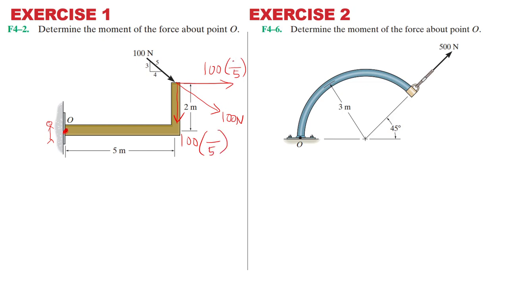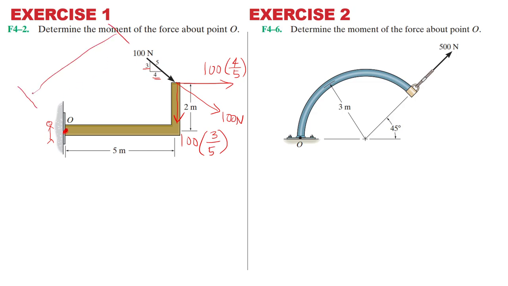Ini berapa? Tengok ni. Horizontal component 4. So letak sini. Horizontal component 4. Vertical component 3. Put here. Vertical component 3. So this is the best way to do it. Resolve. Kalau tak nak buat macam ni, susah sikit. Boleh juga cari distance ni.